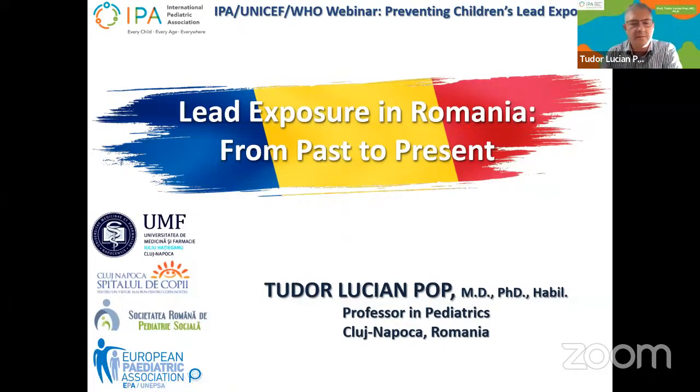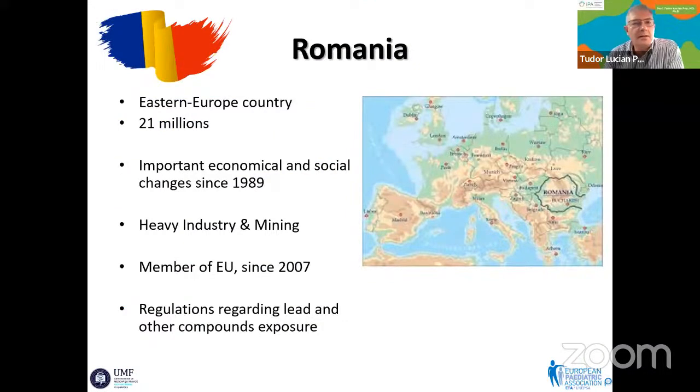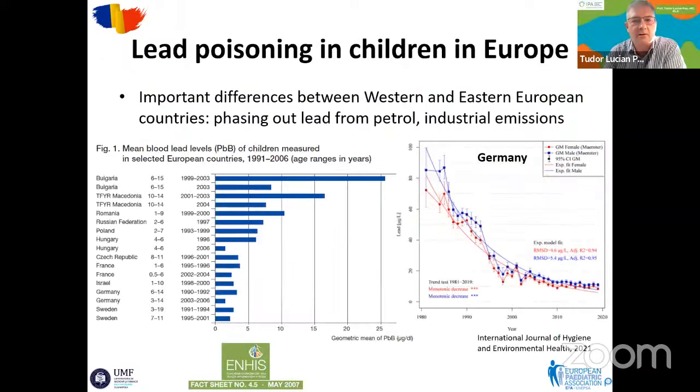I would like to present in the following minutes the experience from Romania, some data from Romania from past to present. We know that Romania is an Eastern European country, and since 1989 we have had important economic and social changes. Before, we had heavy industry and mining activity, and for the last 15 years as a member of the EU, we have had to comply with a lot of rules and regulation policies for public health that change very much the situation of lead exposure.